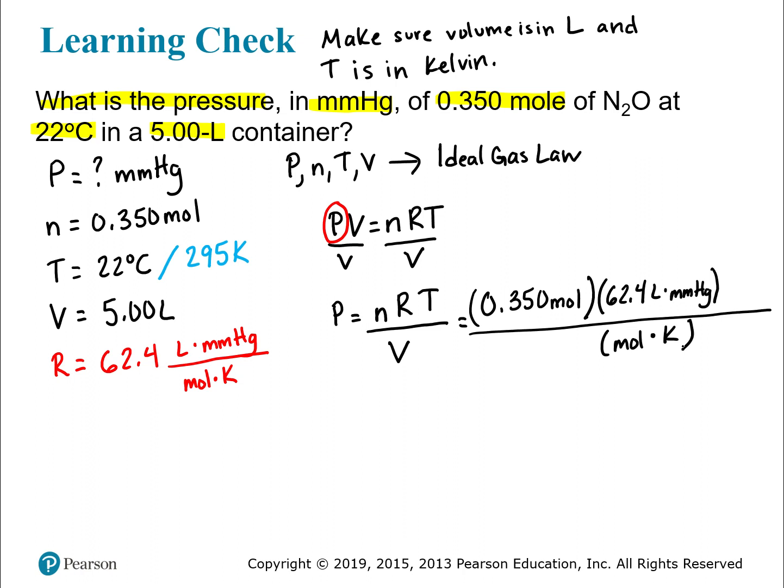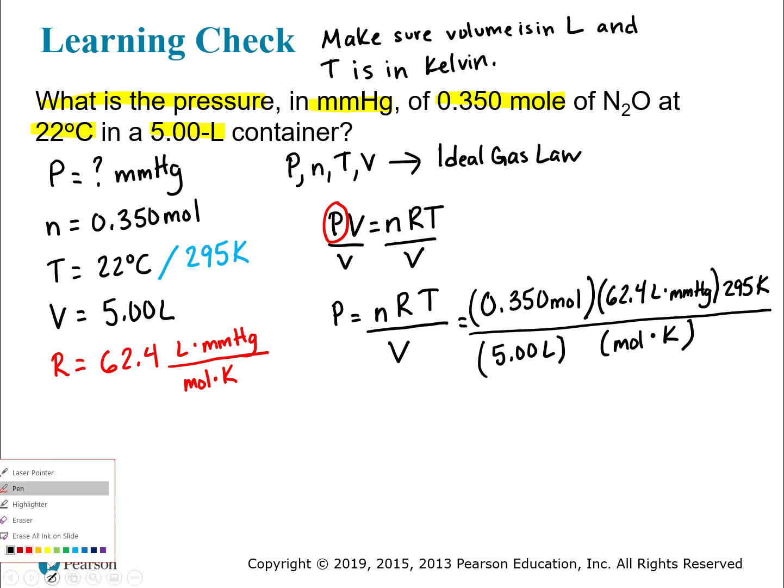So the units for the gas constant, you've got units in the numerator and units in the denominator. If you're writing out all of the units, you can write it out like I'm writing here, and it'll help you see how the units cancel. Moles cancel, Kelvin cancel, liters cancel. So the number we get is going to be in millimeters of mercury.